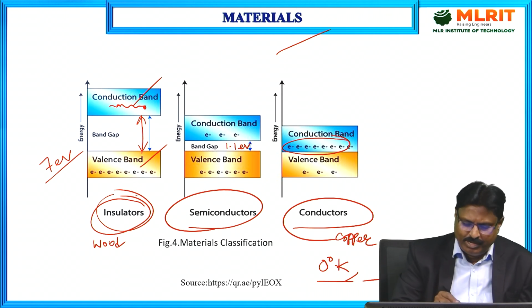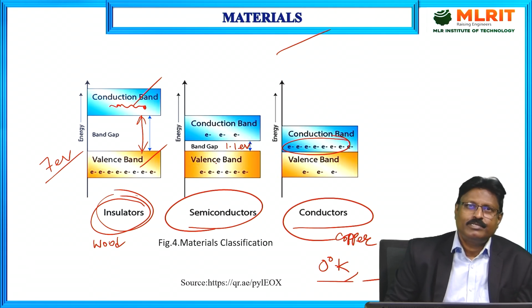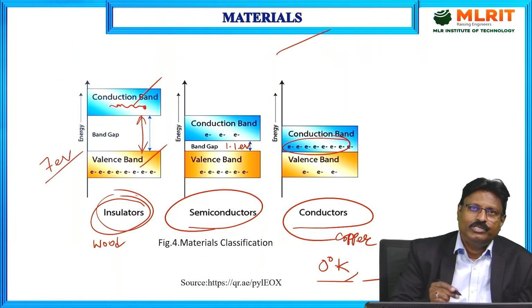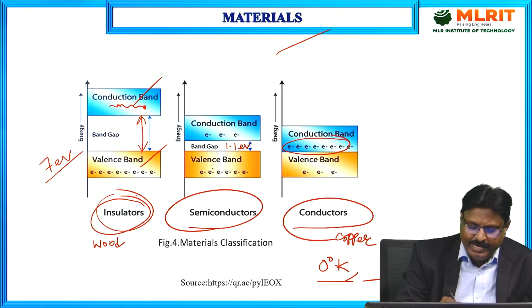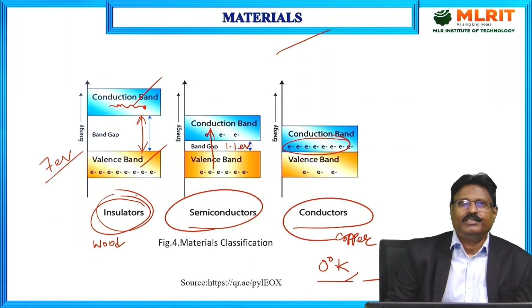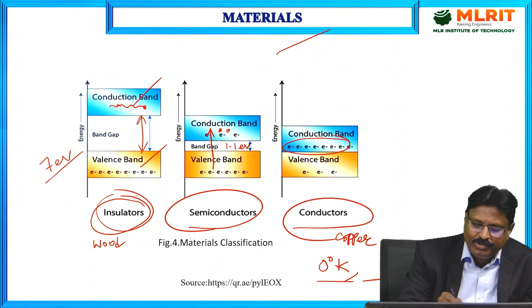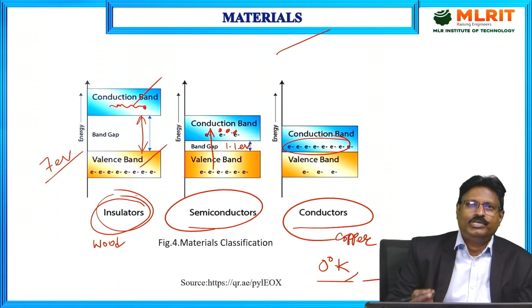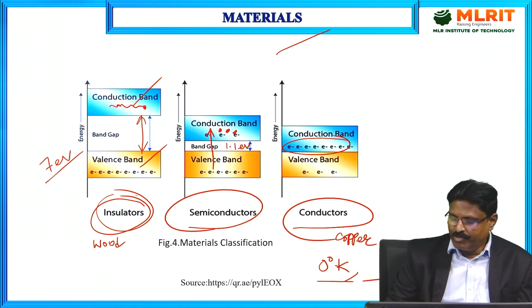At room temperature, the thermal energy inside the device breaks the covalent bonds, by which the electrons in the covalent bonds come out. In other words, the valence electrons jump into the conduction band by the thermal energy at room temperature. Whenever an electron jumps into the conduction band, it becomes free to move, which in turn creates current. So the conductivity happens only at room temperature. At 0 degree Kelvin, no conductivity happens.